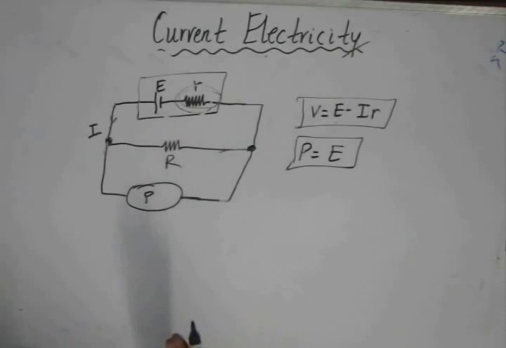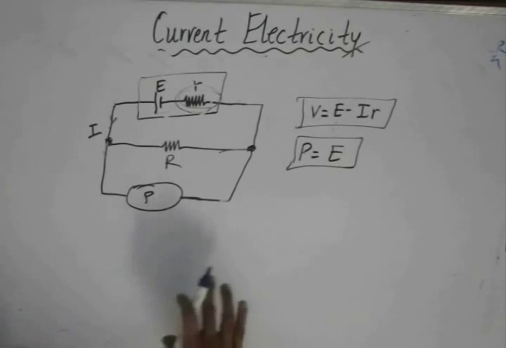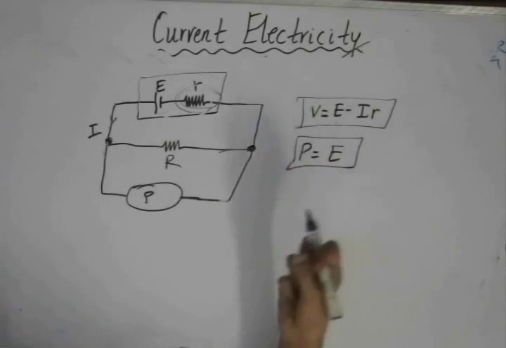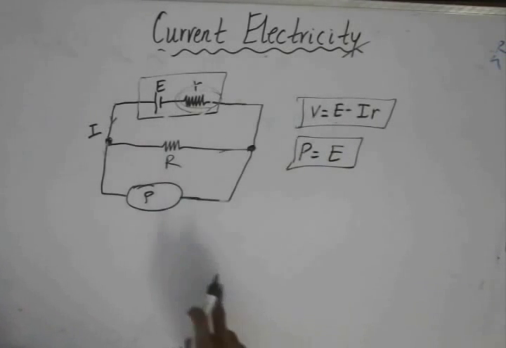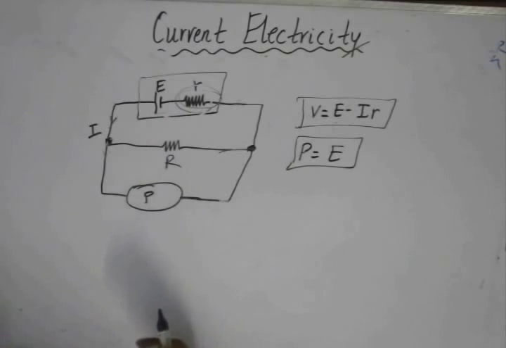One more advantage, as we have seen, is that a voltmeter draws some current from the source of EMF. It is not as versatile as a potentiometer, because a potentiometer doesn't draw any current from the cell, so it can be used to measure the actual EMF of the cell. So these are the advantages of a potentiometer over a voltmeter.